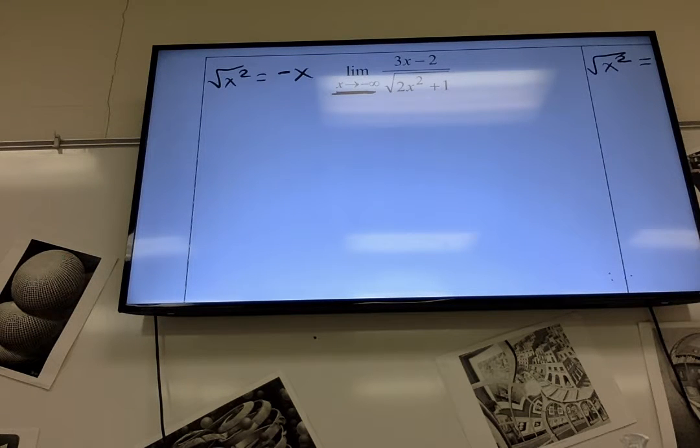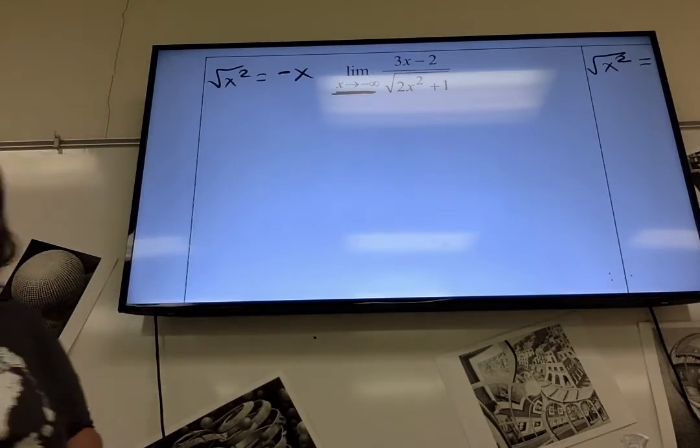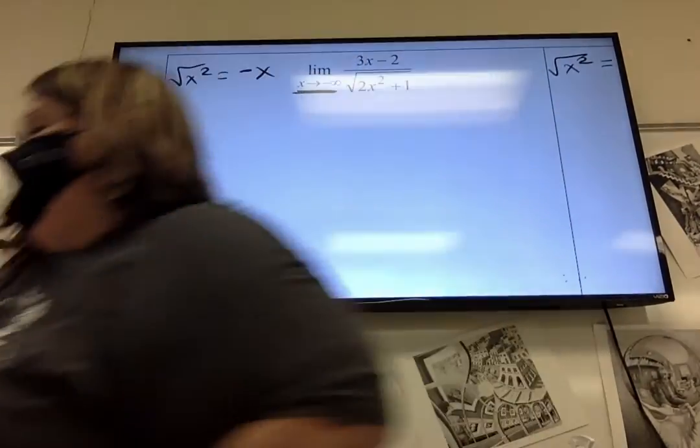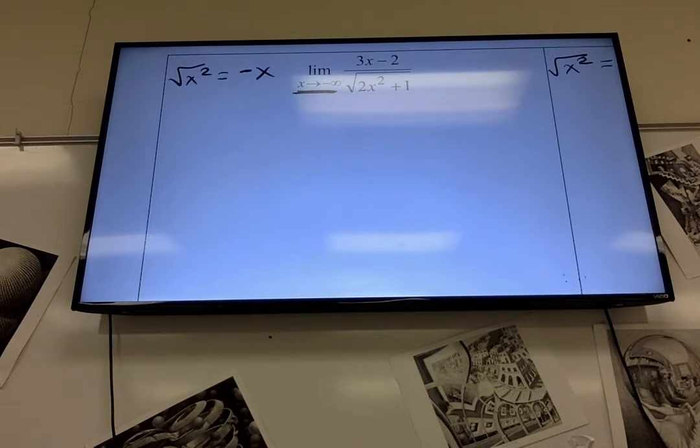We are dividing. That's not right. Hi, Harvey. I think it's too much. There we go. We are dividing everything by negative x. So that's the limit as x approaches negative infinity of 3x divided by negative x.